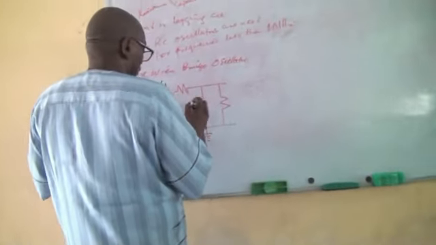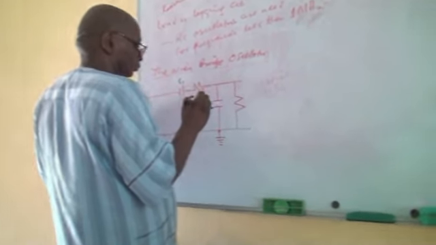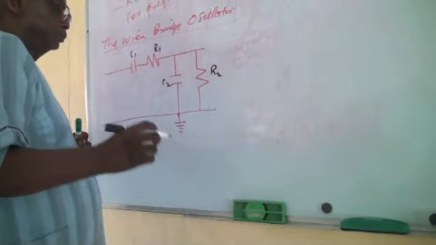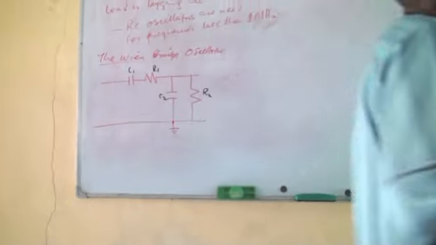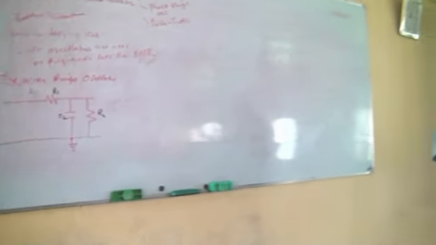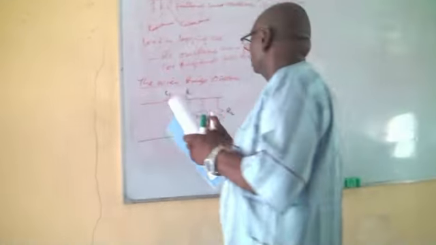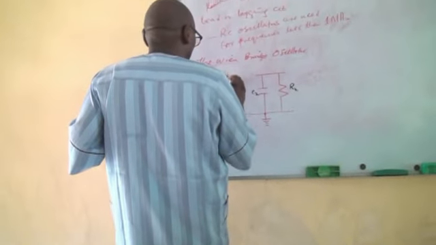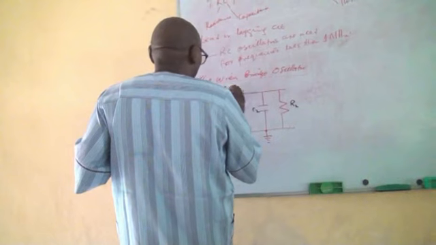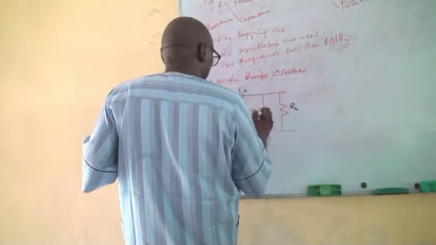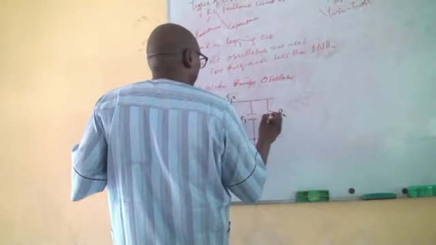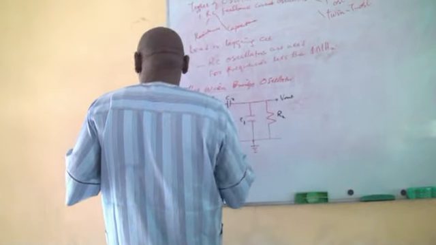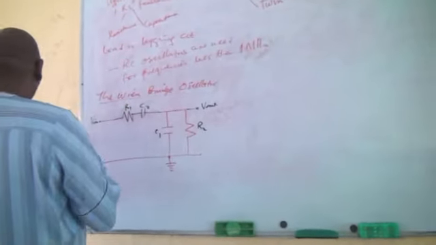C1, C2, R1, R2. No, I don't know. I think it's R1, C2, sorry. R1, C2, just C1 here, based on the arrangement here. So now here you have your V out, and then here is your V in, okay?